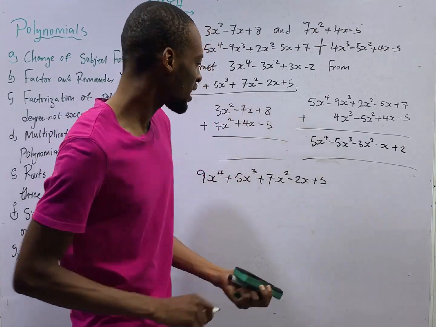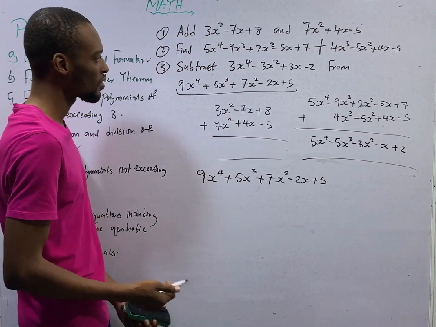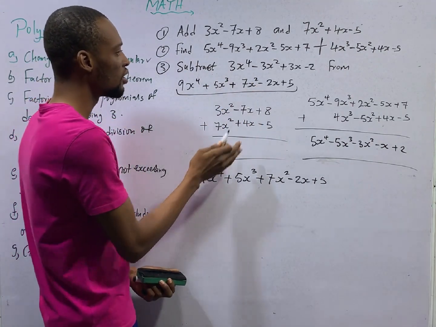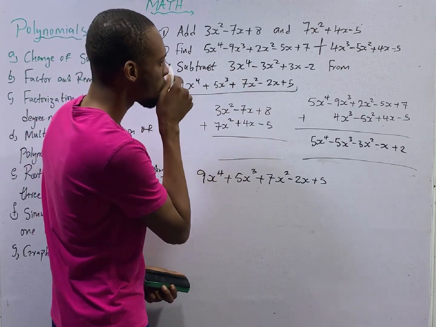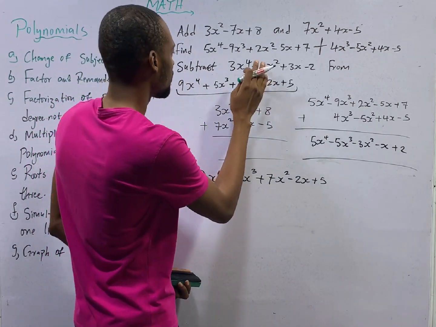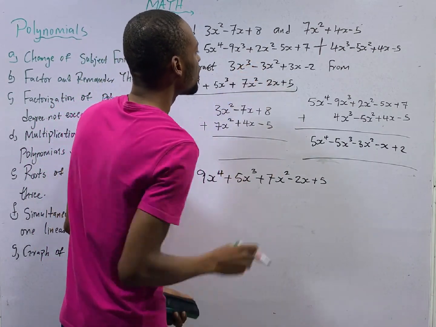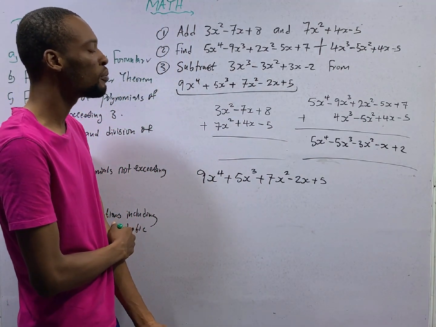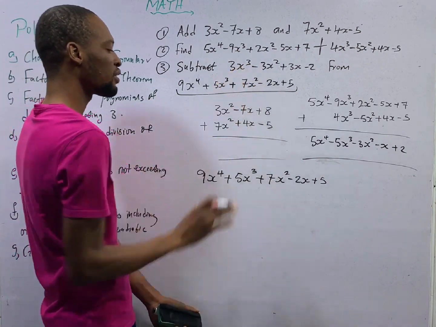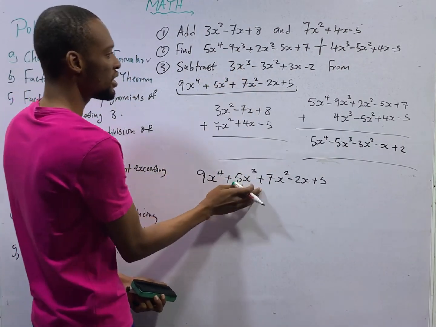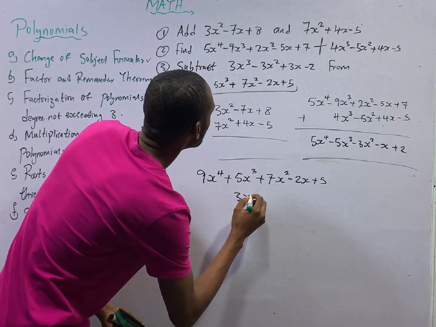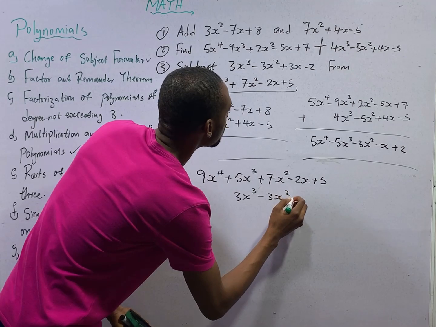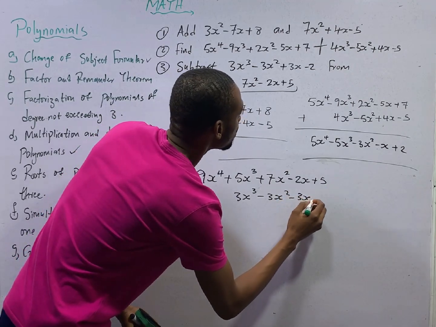Anyway, back to the question. We are subtracting this from this. This is of degree 4 and this is of degree 3. 3s raised to the power of 3 minus 3s raised to the power of 2 plus 3s minus 2. This is the correct question. So we start writing this from here. 3s raised to the power of 3 minus 3s squared minus 3s minus 2.